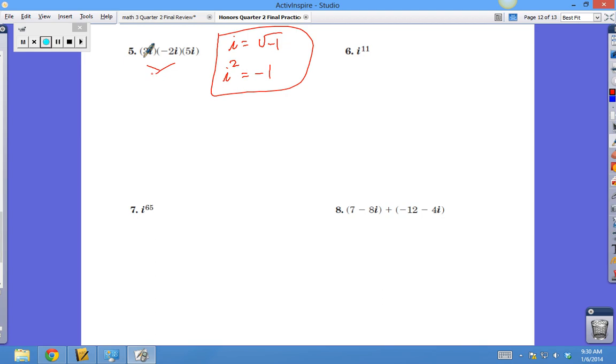So this, times your numbers. 3 times negative 2 is negative 6. I times I is I squared. I squared is negative 1. Negative 1 times 6 is a positive 6. Times 5i is going to be 30i.